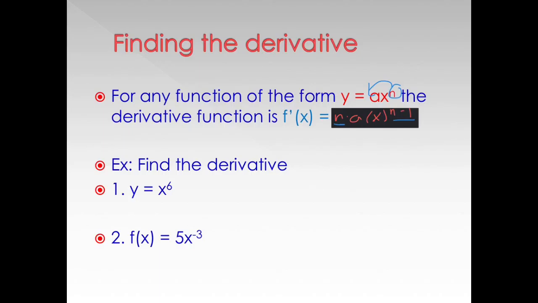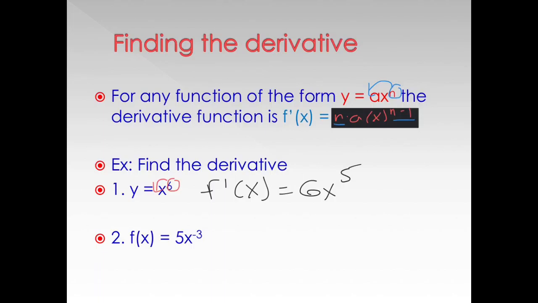We have y equals x to the 6th. For the derivative, again the exponent is going to move to the front, and the new exponent is going to become 1 less. So f prime of x is going to then equal 6x to the 5th.